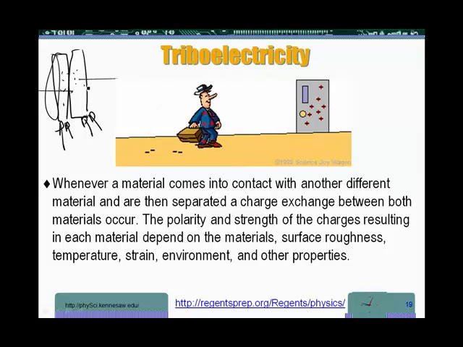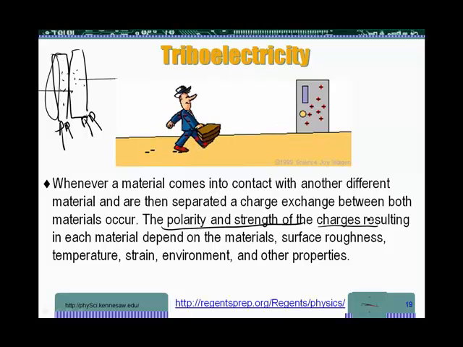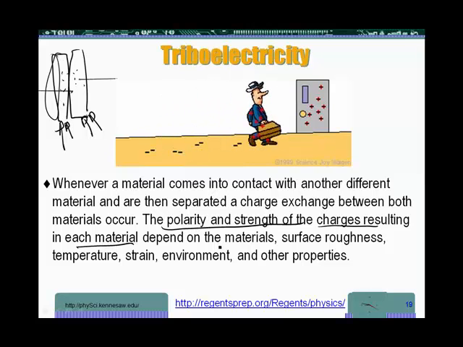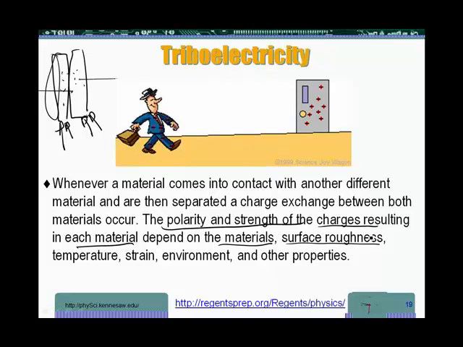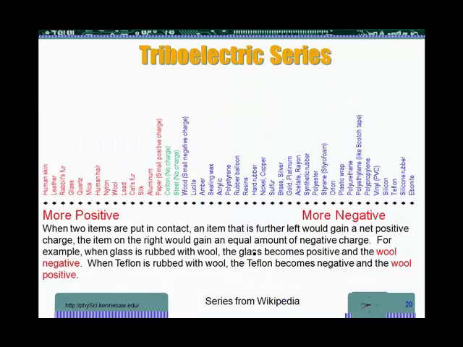Now, triboelectricity tells us that the polarity and strength of the charges in each material is going to depend on the material, like I just mentioned, which is what atoms it is made up of. It's going to depend also on the surface roughness, temperature, other physical parameters, the environment. Are we rubbing things on a humid day or not, on a hot day or not, and so on.